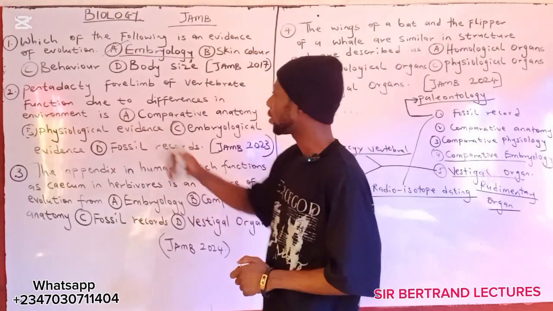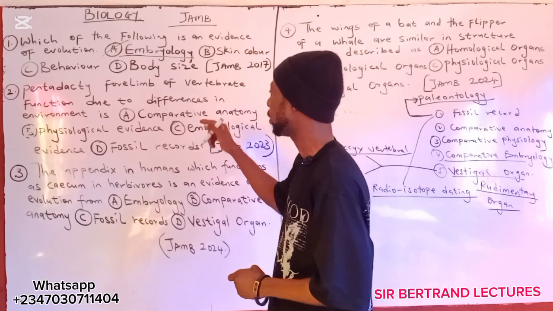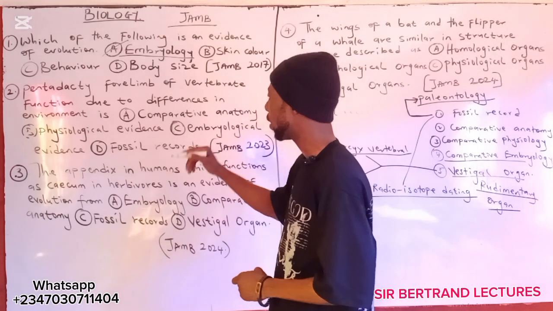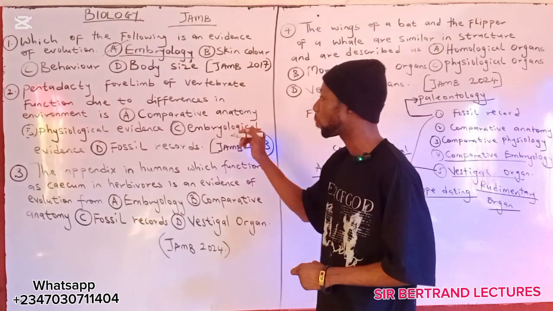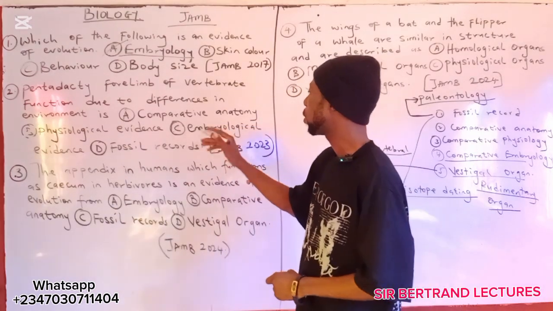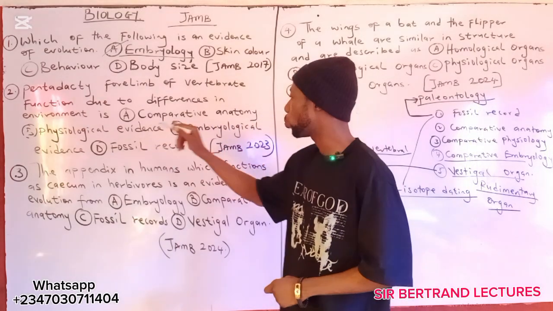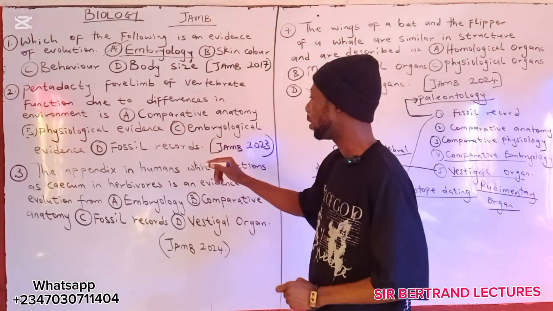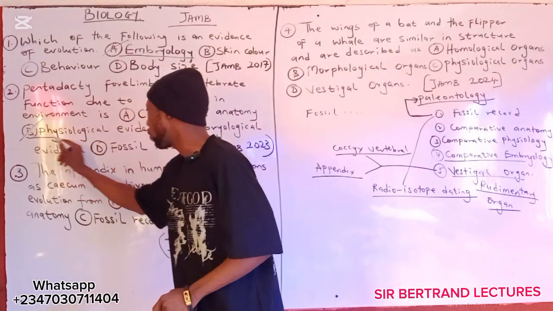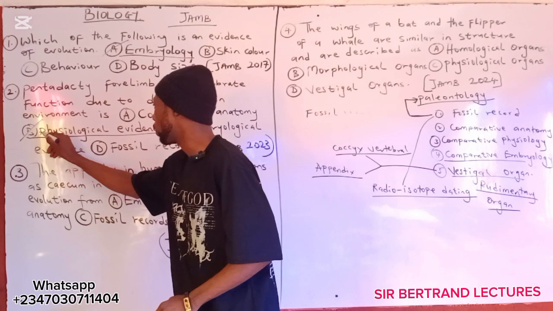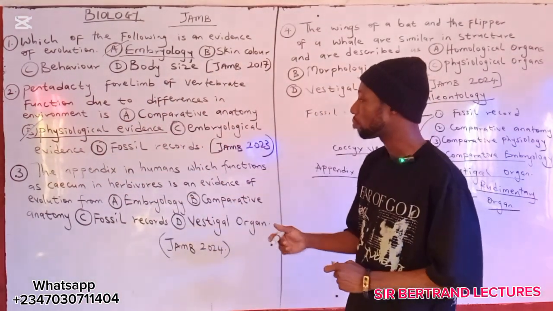Okay, then the next question: the pentadactyl limb of vertebrates, function due to difference in environment, is dash. All right, the pentadactyl limb of vertebrates function due to difference in environment is what type of evidence of evolution? Comparative anatomy, physiological evidence, embryological evidence, fossil record. The answer to the question is physiological evidence, which has to do with the functionality of structures in the organism.